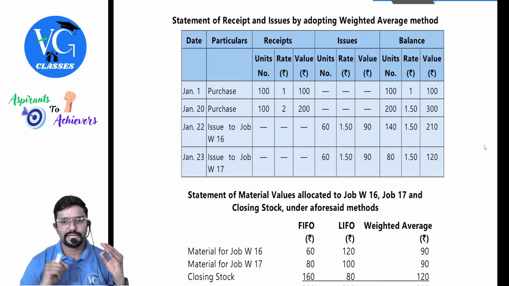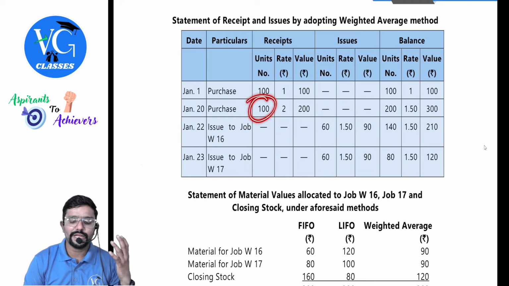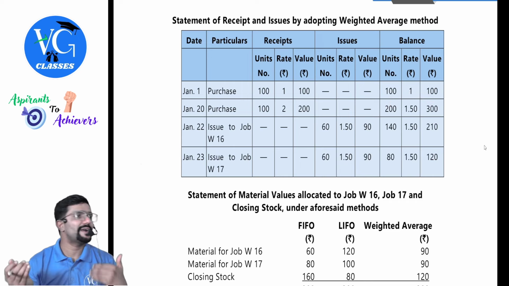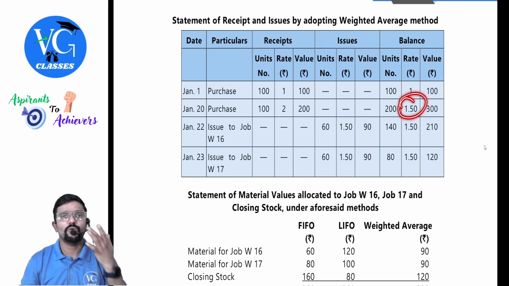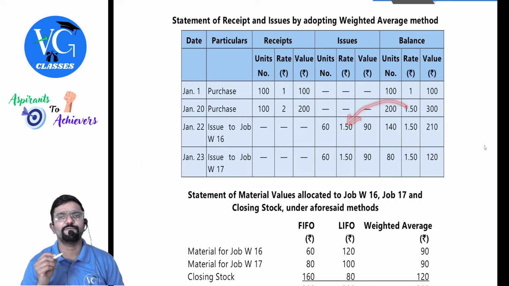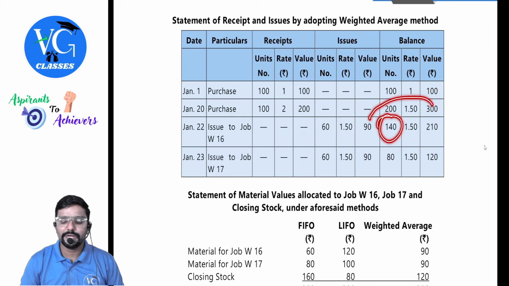Then weighted average, guys. First purchase 100 at 1 rupee, keep as it is. Then one more lot I purchased at 2 rupees. Add up both: 100 plus 100, 200 units; 100 plus 200 rupees, 300 rupees. Divide: 300 divided by 200. You will get 1.50. Tomorrow, if there is an issue, we will issue at 1.50. So 60 units at 1.50, 90. Now calculate the closing quantity: 200 minus 60, 140. 300 minus 90, 210. Average would be the same.